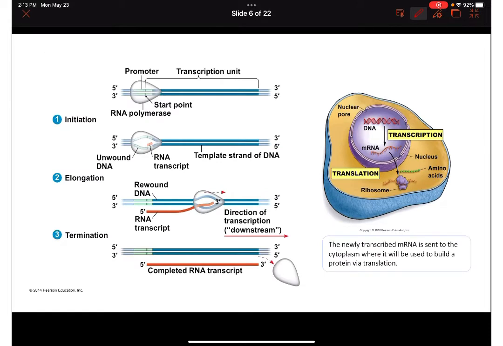And this is another picture just showing the details of this process. So the RNA polymerase binds to the promoter. It starts unwinding the DNA, and it starts reading the gene and producing an RNA transcript. And then it just moves its way down, and it continues to do this for the entire length of the gene until it reaches the end of the gene, and then the RNA polymerase drops off, and you have your completed RNA transcript. And again, this is all occurring within the nucleus of the cell.